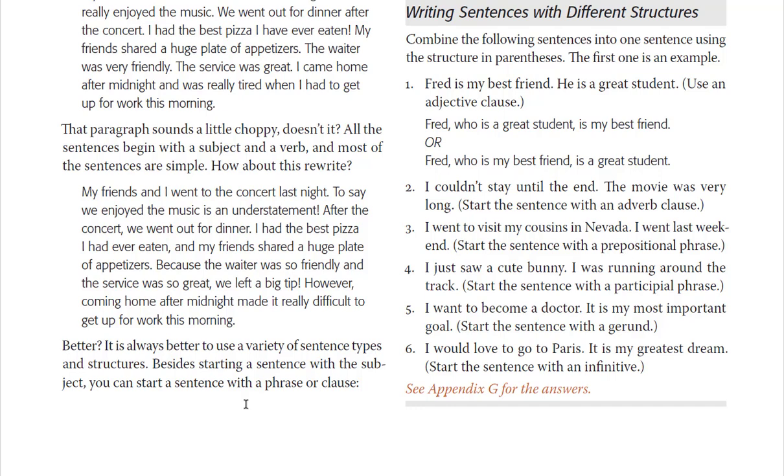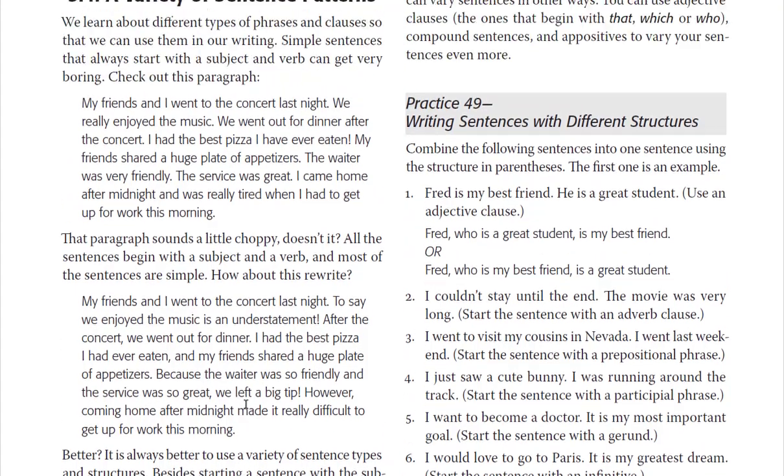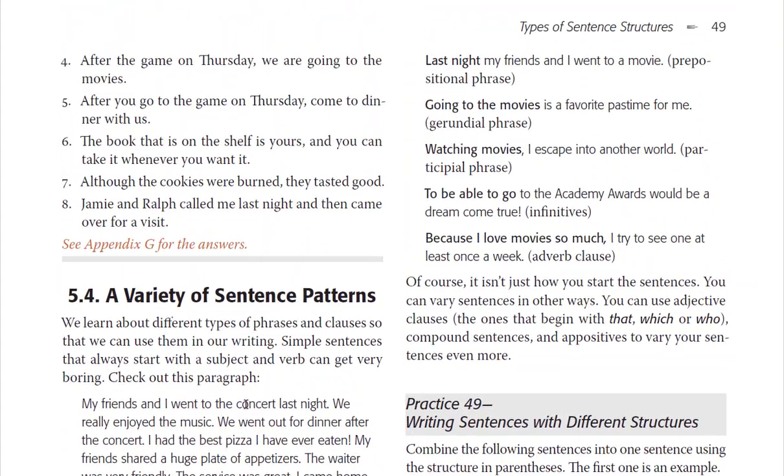Besides starting a sentence with the subject, you can start a sentence with a phrase or a clause. Last night, my friends and I went to a movie. Prepositional phrase. Going to the movies is a favorite pastime for me. Gerund phrase. Watching movies, I escape into another world. Participial phrase. To be able to go to the Academy Awards would be a dream come true. Infinitive phrase. Because I love movies so much, I try to see one at least once a week.